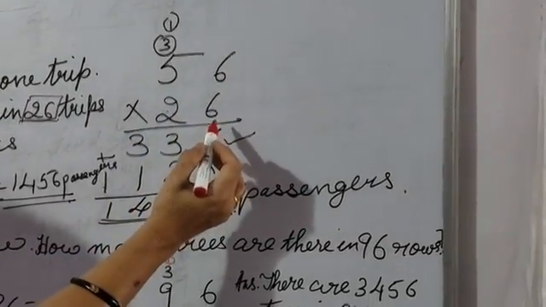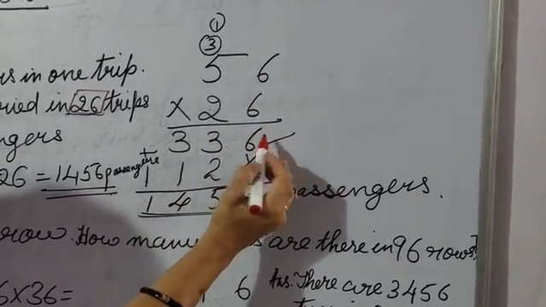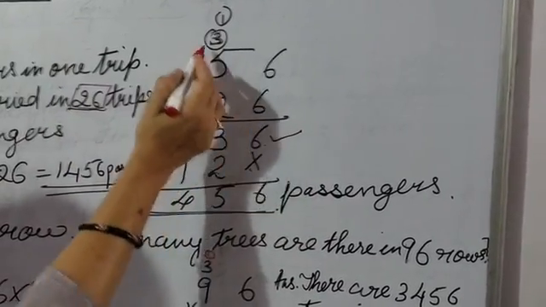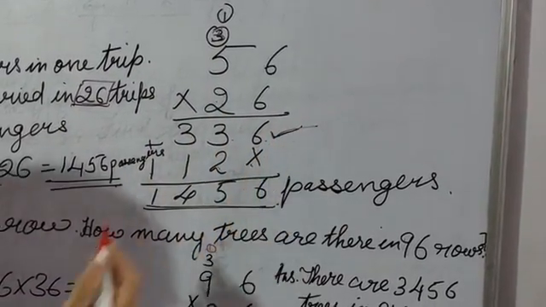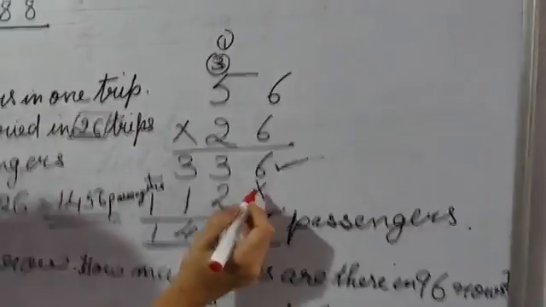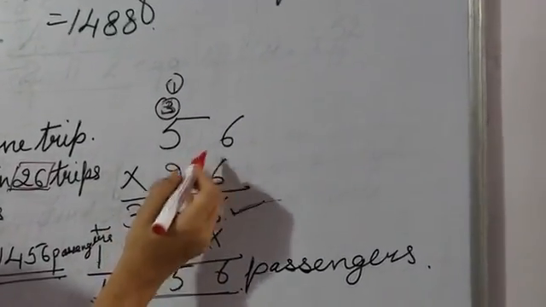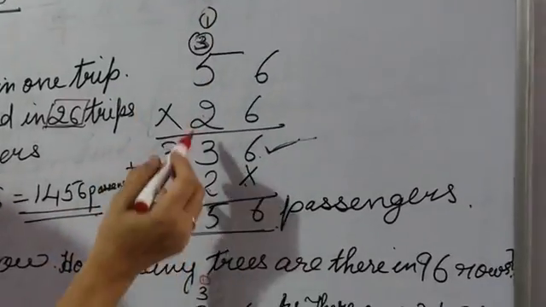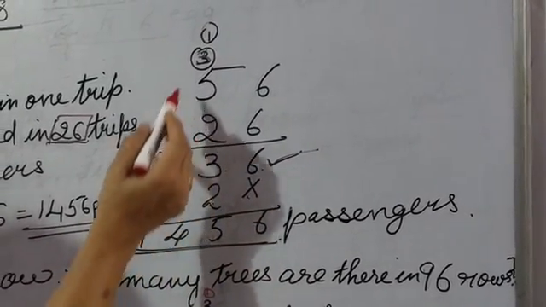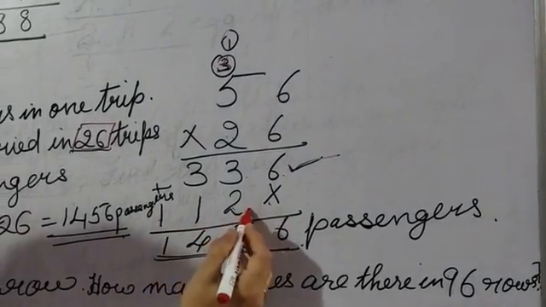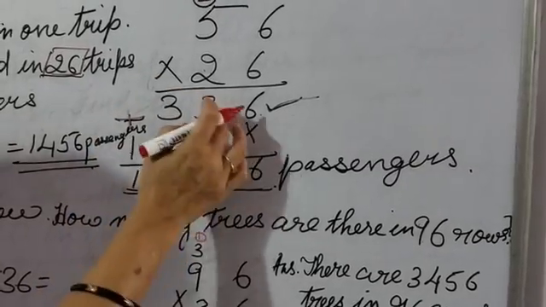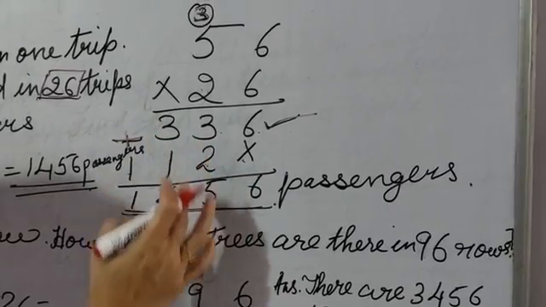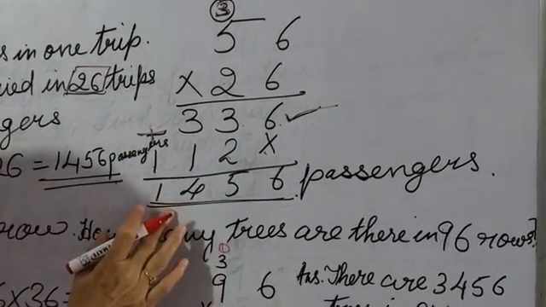56 multiplied by 26. 6 6s are 36, 6 carry 3. We have carried over 3. 6 5s are 30 and 3 is 33. It has come here. The answer is written. Then we put a cross and we multiply by 2. 2 6s are 12, 2 carry 1. We have carried over here 1. 2 5s are 10 and 1 will be 11. So we wrote down here. Now we add both these numbers. 6 plus nothing is there, so 6. 3 plus 2 is 5. 3 plus 1 is 4. And 1 plus nothing is 1 as it is.